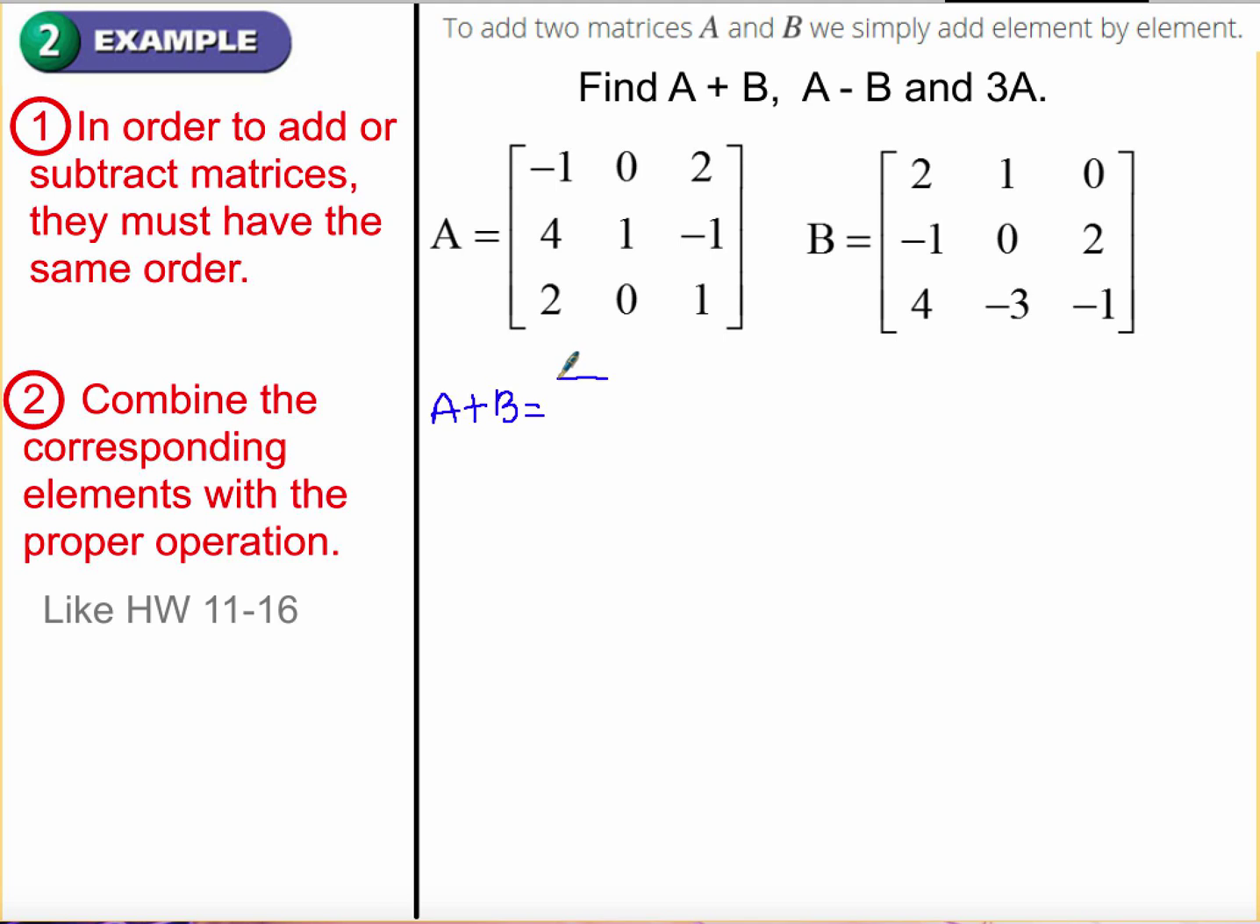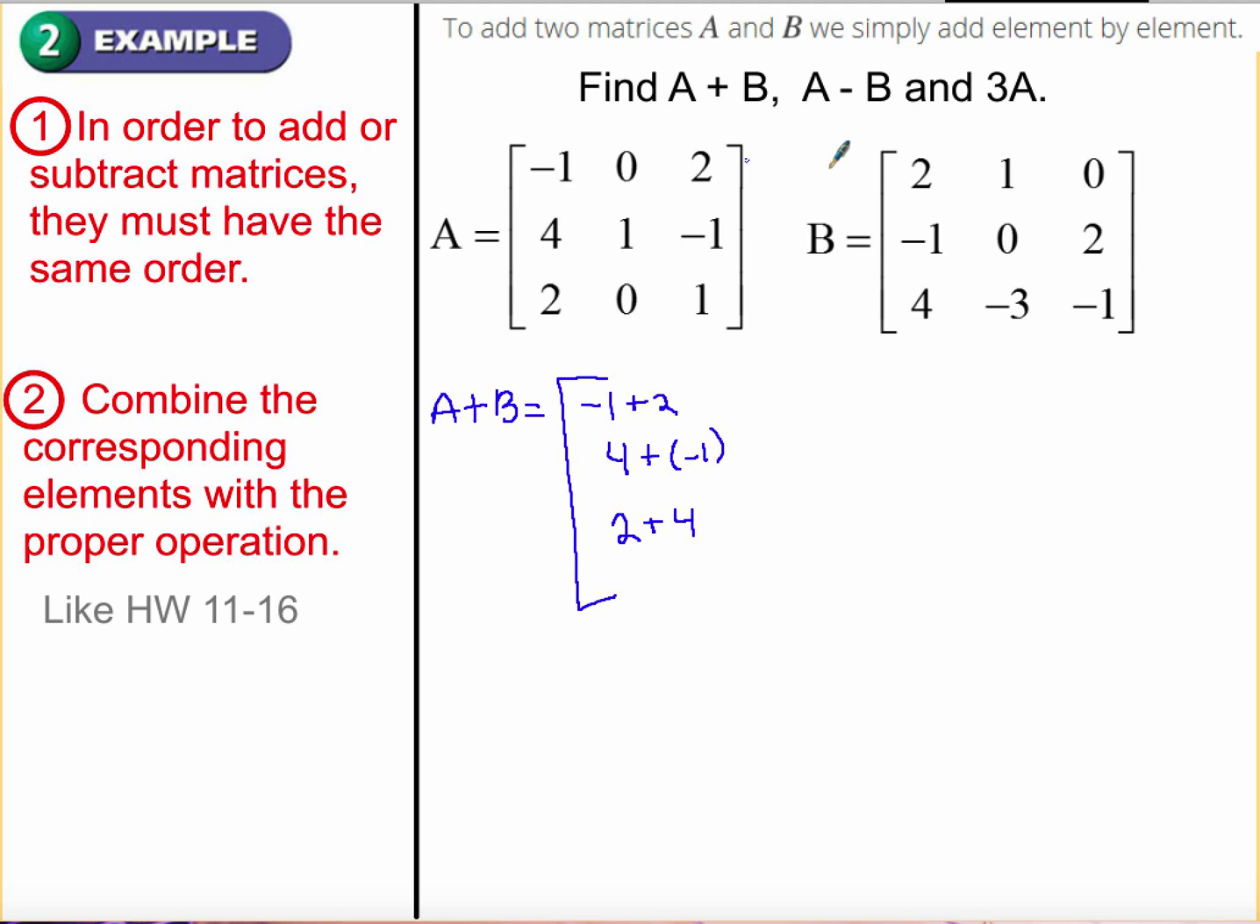So I'm just going to take the corresponding elements and combine them together. So that means the piece that's in row 1, column 1, I'm going to add that with the piece in matrix B that's in row 1, column 1. So I've got -1 plus 2. And let's go all the way down this column. So I'll do 4 plus -1. 2 plus 4.